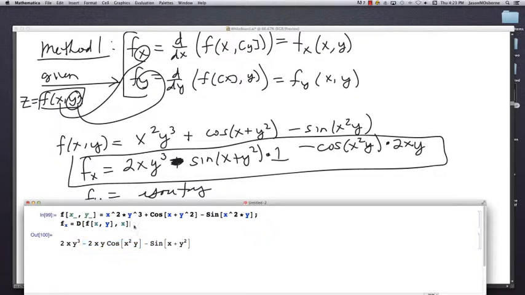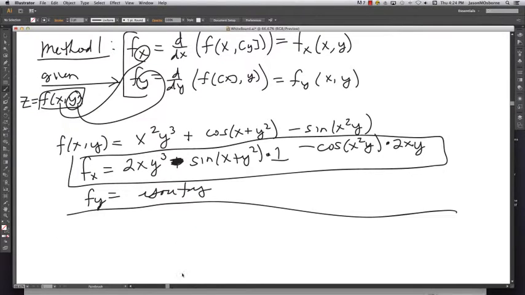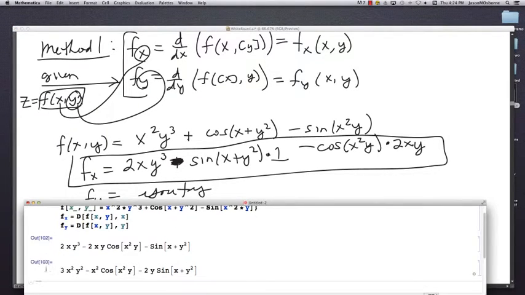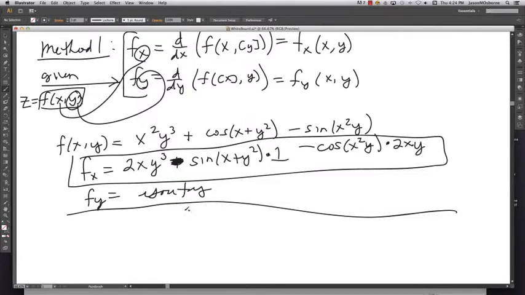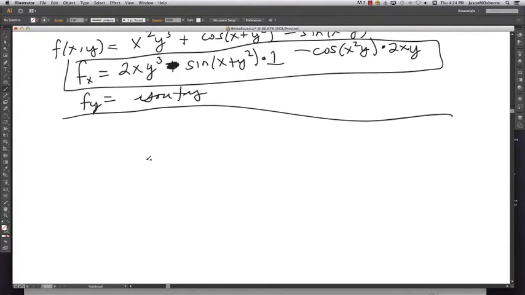So f sub y would go the same way. f sub y would be equal to the derivative of f of x y with respect to y. Nice, simple, compact notation. So when you try this partial derivative f sub y, this is the answer that you should get right here, and you should try that now. All right, so that's method number one for computing partial derivatives.